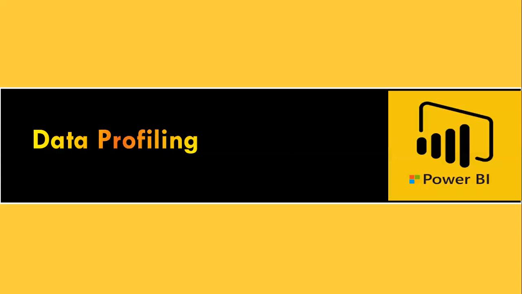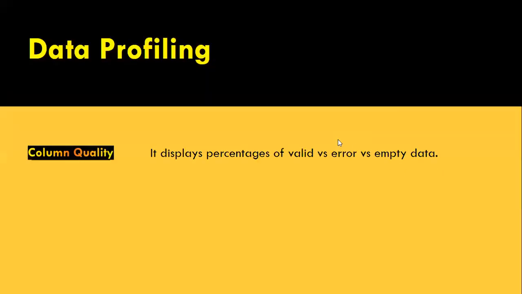As part of data profiling, there are three options available in Power BI Desktop. One is the column quality. It displays the percentage of valid versus error versus empty data. The next one is column distribution. It displays the data distribution within the column. So this can help you to understand quickly which values are occurring more frequently and so on.